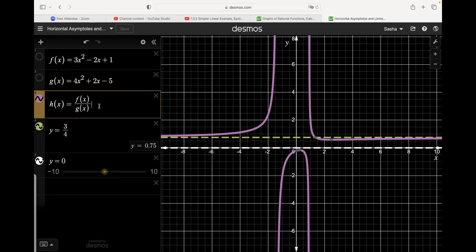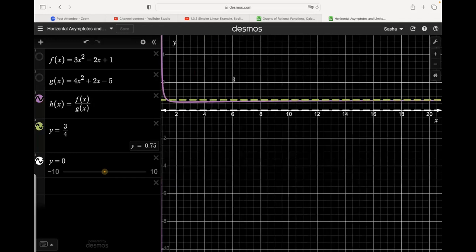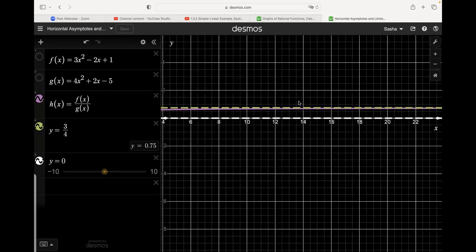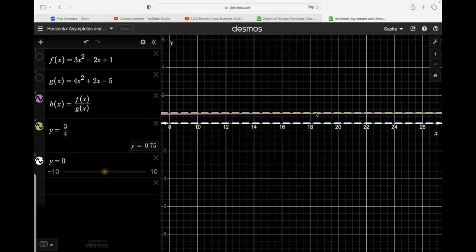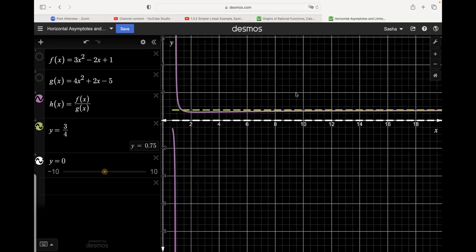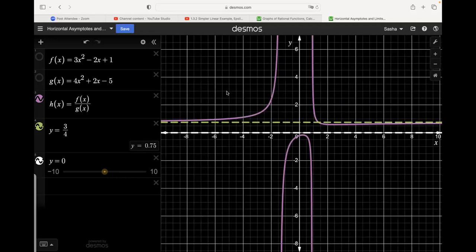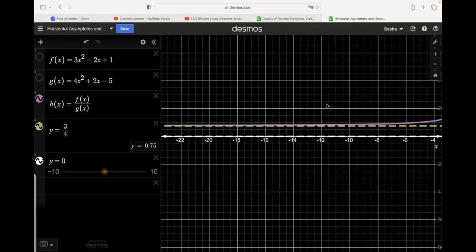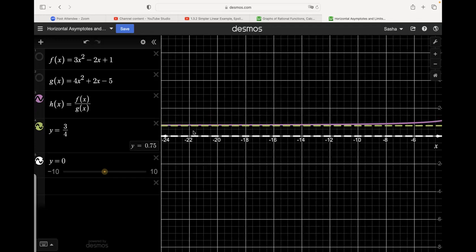I've graphed that function here, h of x, and I've graphed the horizontal line y equals 3/4. It's that green dotted line. And I think you can see that as x gets larger and larger and larger, that purple line gets closer to the green line. It actually gets so close that they look indistinguishable on Desmos.com. And the same is true as x gets smaller and smaller, so larger in magnitude but farther to the left, more and more negative. That graph gets very close to that value.